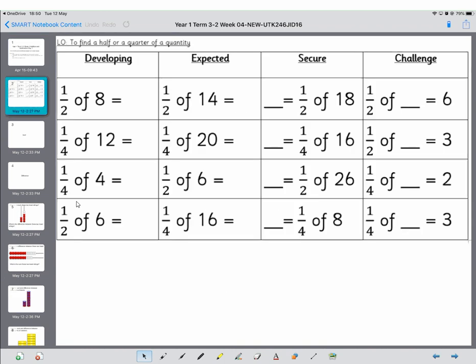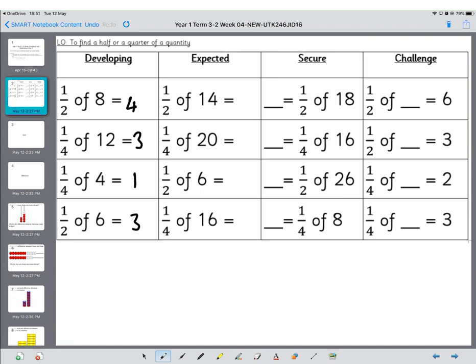Okay, so as usual, you have a go at doing these, and when you're ready, grown-ups, start the video again and I'll go through the answers. So, welcome back. A half of 8 is 4. A quarter of 12, that's dividing 12 into 4 different sections, so that's 3 in each section. A quarter of 4 is 1, and a half of 6 is 3 plus 3.